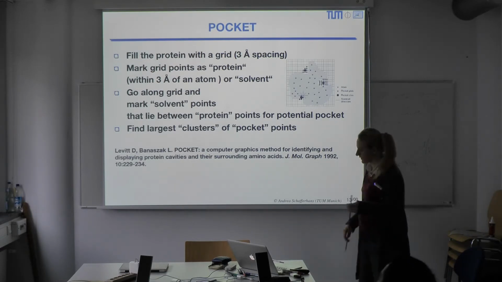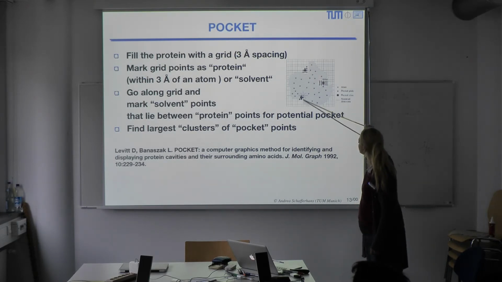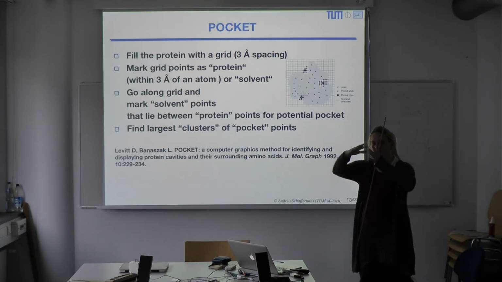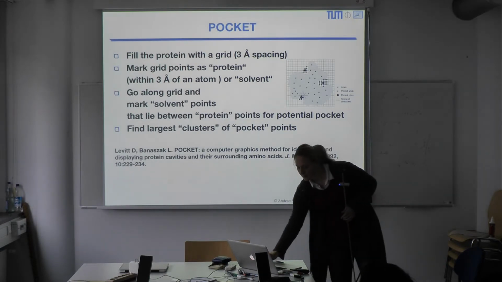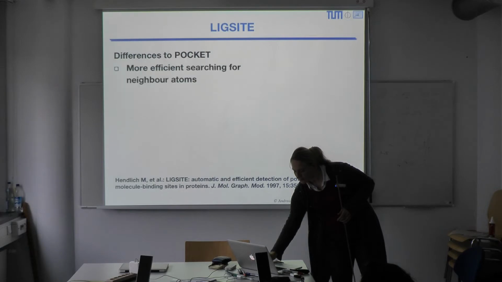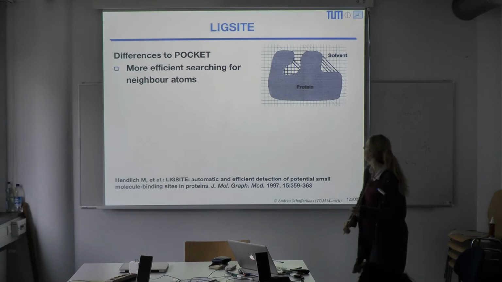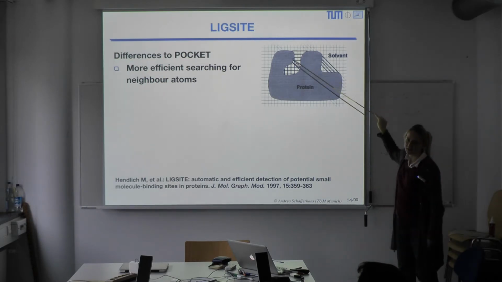Well, for example, if you turn this differently, it could be that you miss some of these things, because depending on how the protein lies in your grid, you might not really go from protein to solvent to protein. And if you have more directions to go through, so the people who made LIGSITE, they also added the diagonals to make sure that you would catch something like that better.